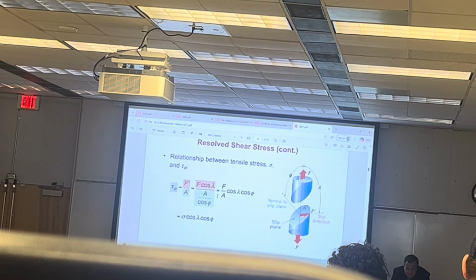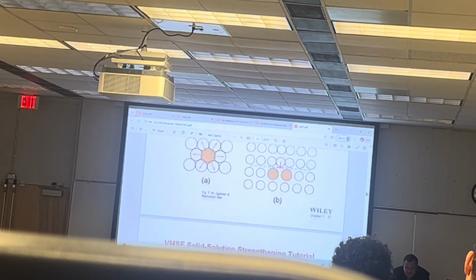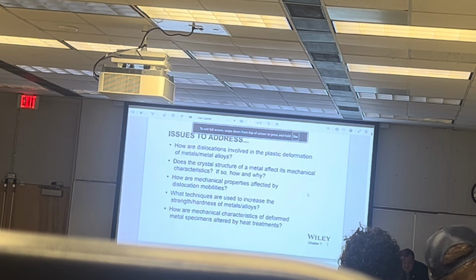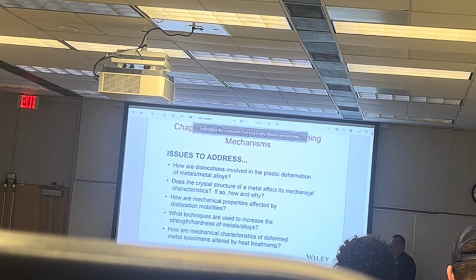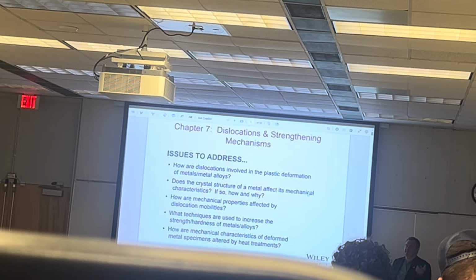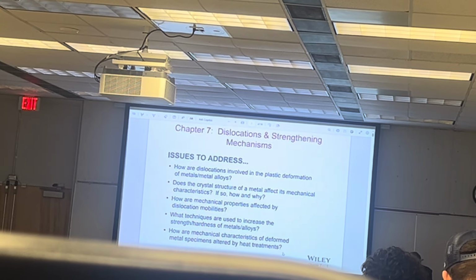Okay, we are going to jump into the next chapter and discuss how to make things stronger. And to do that, we will consider metals. So we're going to be taking a look at dislocations, and how those properties are affected by the dislocation mobility, and also processing techniques to make things perform better, and see how heat treatment may help.